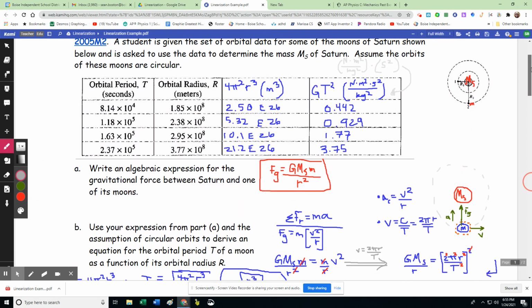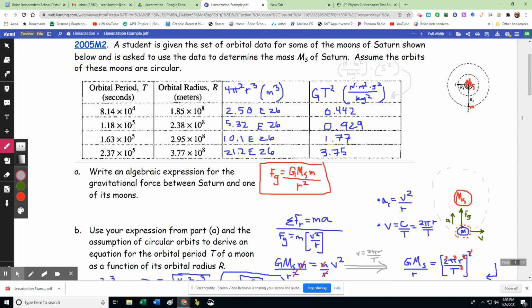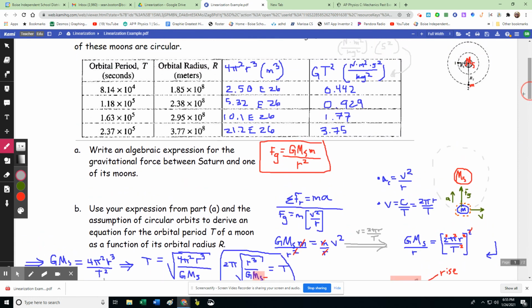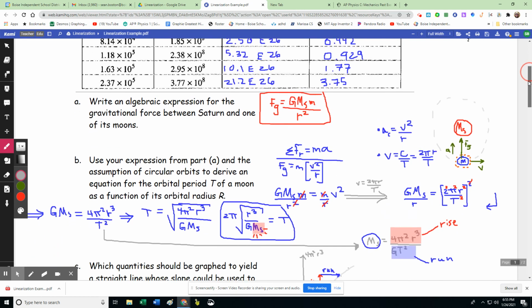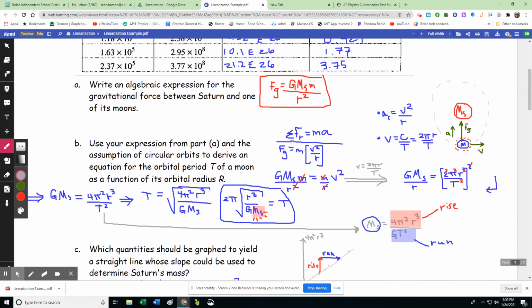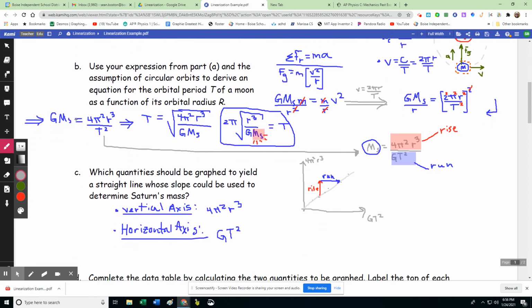Basically, you take whatever relationship you have for the context they give you. In our case, we had a moon orbiting a planet, so we had centripetal acceleration, and we plugged in force of gravity and what it meant to orbit one circumference in a period. Plugging in all that stuff, we were able to isolate our constant, the mass of the planet, and we put everything else besides that constant on top or on bottom, and those define our vertical and horizontal axes.